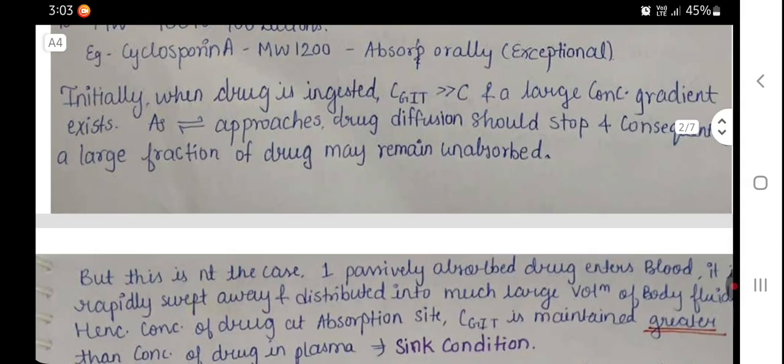Initially, when the drug is ingested, CGIT is greater than C. A large concentration gradient exists, thereby acting as the driving force for absorption. As equilibrium approaches, the drug diffusion should stop, and consequently a large fraction of drug would remain unabsorbed. But this is not the case.